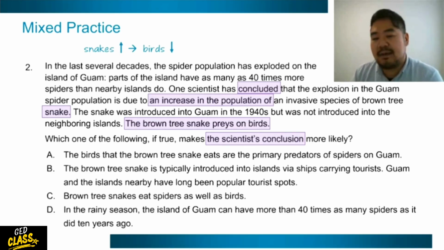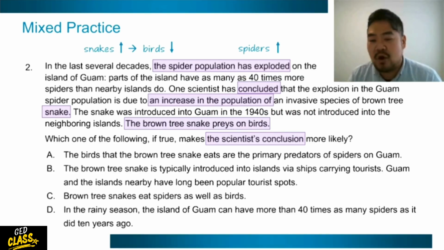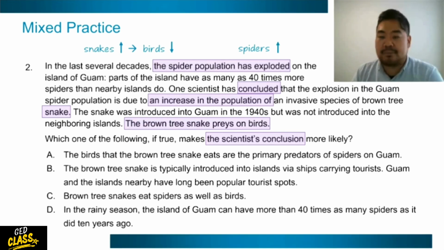But what else did they mention here to support this hypothesis? That the spider population has exploded. So wait a minute, the bird population's gone down, but now the spider population's also gone way up. So if the spider population's gone way up, which of those choices is going to make our conclusion most likely? Well, if the spider population's gone up at the same time the bird population's going down, well, maybe there aren't enough birds to go after all these spiders.